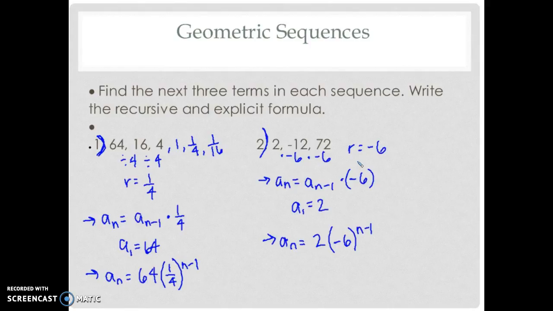get to be kind of big numbers, and keep in mind my numbers are going to alternate positive and negative because I'm multiplying by a negative. A positive 72 times a negative 6 would be a negative 432. Then negative 432 times negative 6 is going to be a positive 2,592. And one more time would be a negative 15,552. We got big real quick, which goes back to the exponential curve.